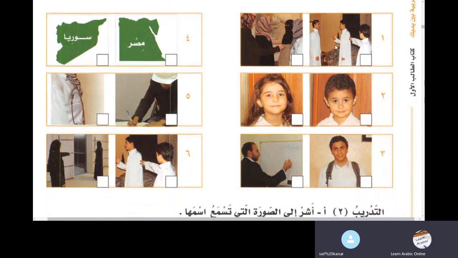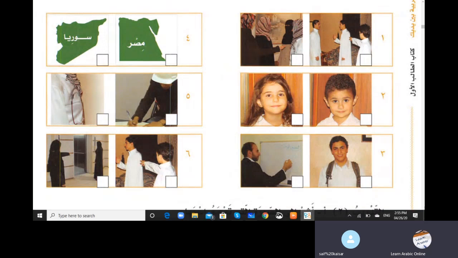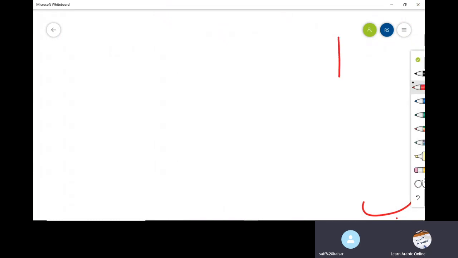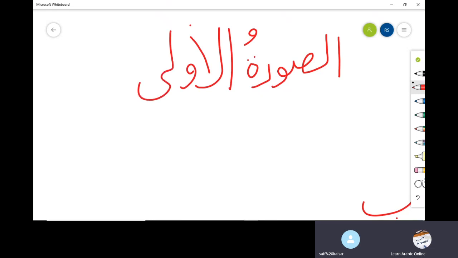Okay, you have two pictures. The first picture is called Suratul Ula and the second picture is called Suratul Thaniya. I will speak a word and you will tell me which picture it is. Haza, the male picture. So what is your answer? The right one. You will say Suratul Ula. Let me write it for you. As-Suratul Ula means first picture.